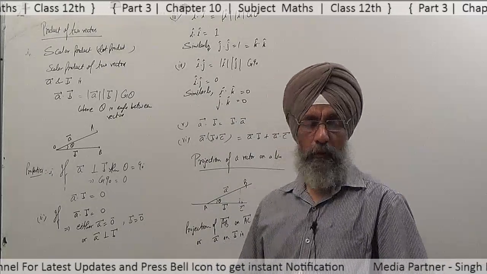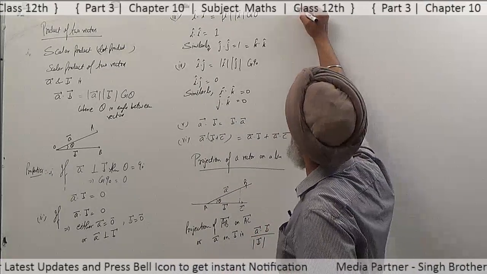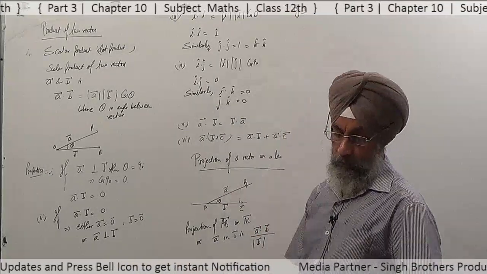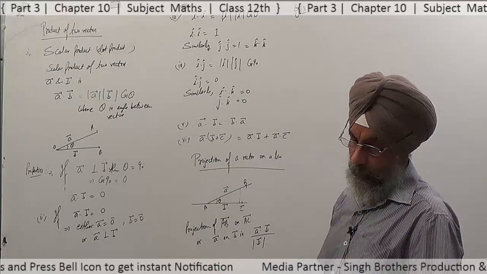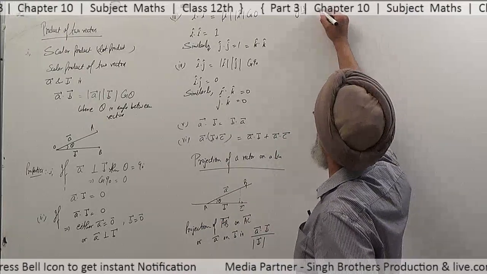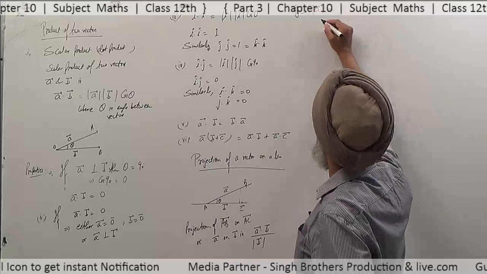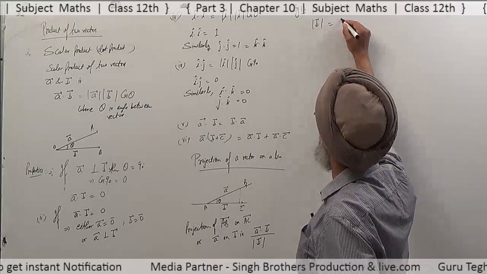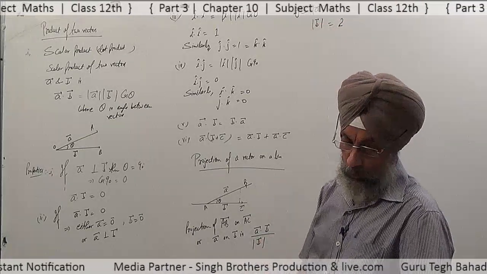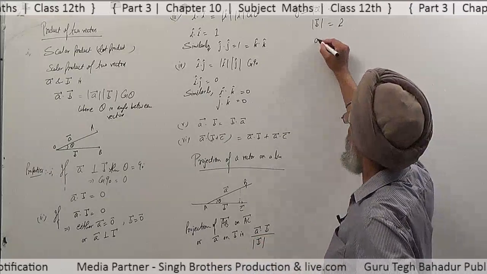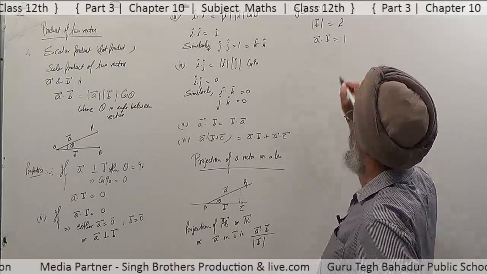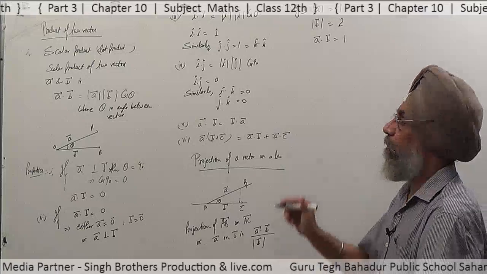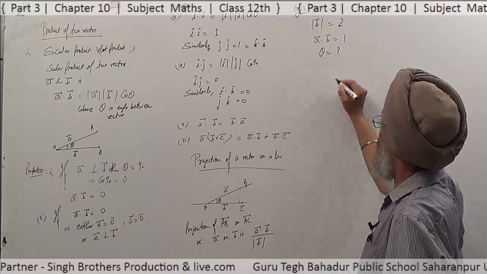If we take example 13 here: find the angle between the vectors A and B with magnitudes 1 and 2. The magnitude of vector A is given as 1, of B as 2, and A dot B is 1. We have to find the angle between them. Theta we have to find out here.